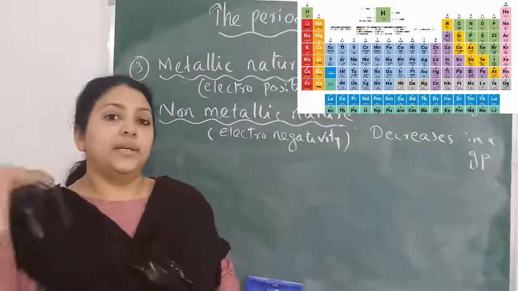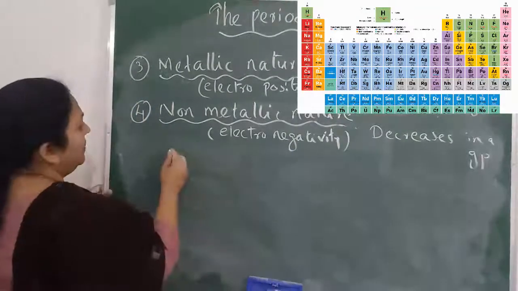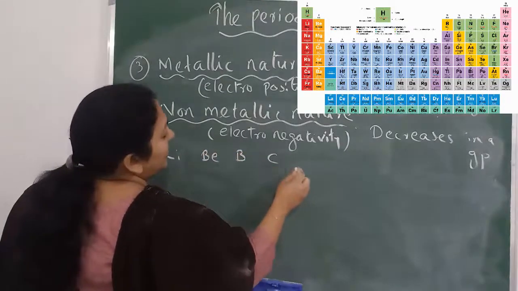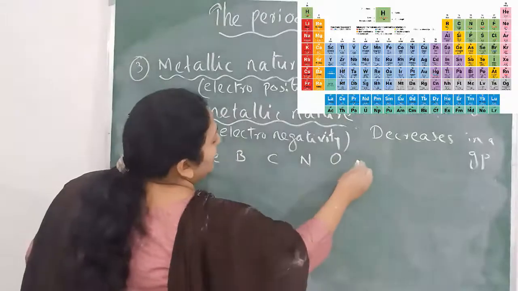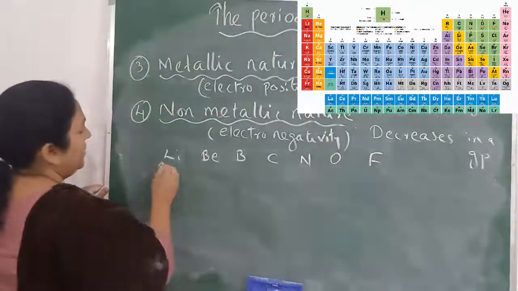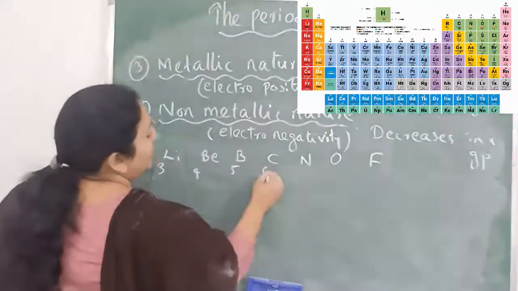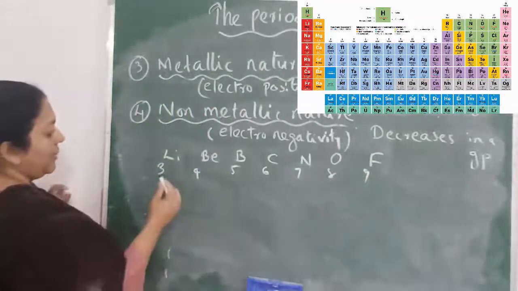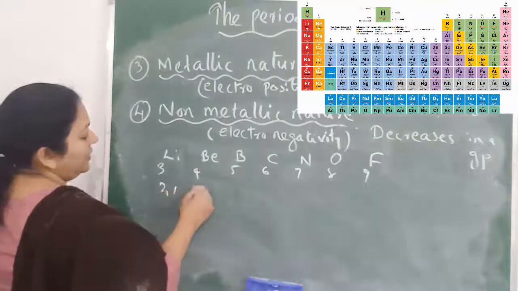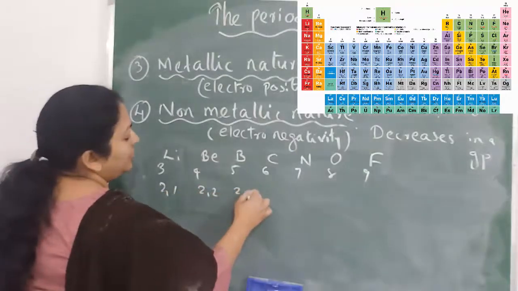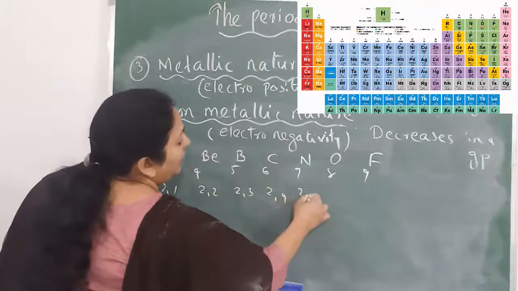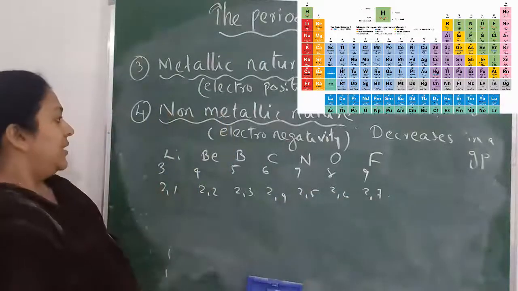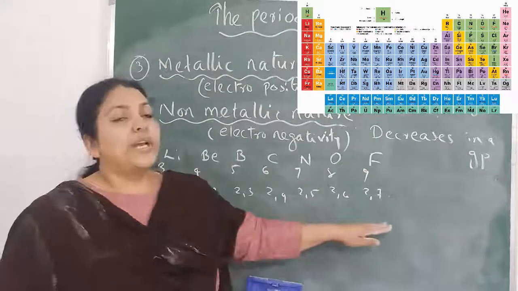Okay. Now let's check what will happen to the electronegativity when we move from left to right across a period. Okay. Let's take the same period: lithium, beryllium, boron, carbon, nitrogen, oxygen and fluorine. 3, 4, 5, 6, 7, 8 and 9. Okay. So what happens here? 2,1; 2,2; 2,3; 2,4; 2,5; 2,6 and 2,7. What happens to the electronegativity?